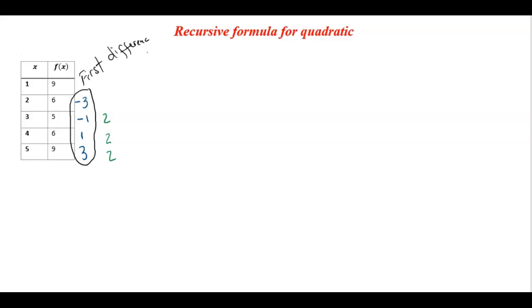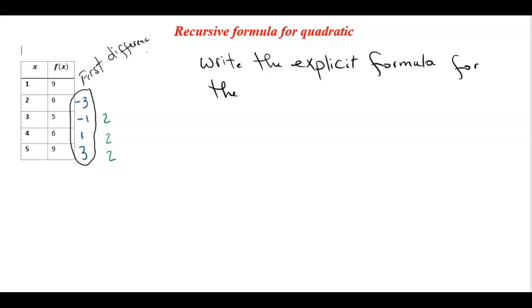Okay, our second difference is constant, but our first difference is linear. So what we need to do first is to write the explicit formula for the first difference.